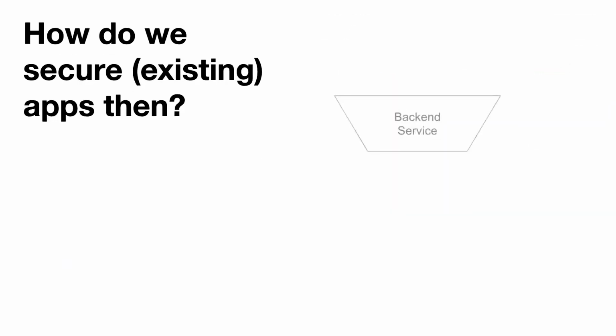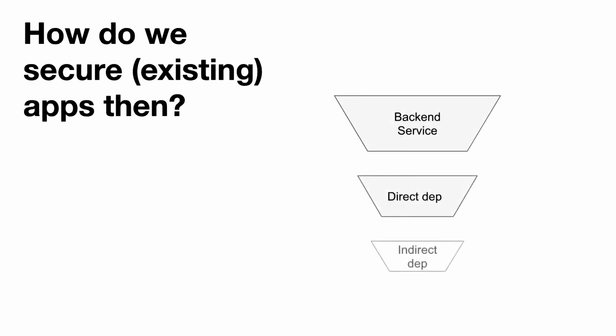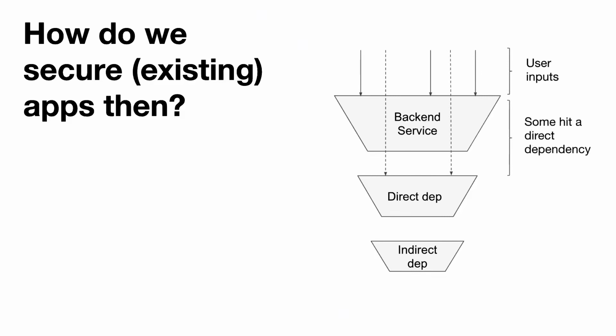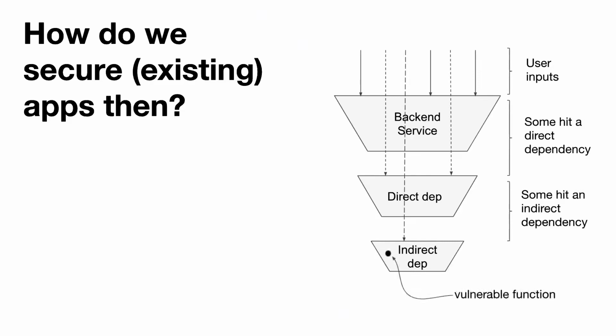Till now, we have established that we have backend services that have direct dependencies, which have indirect dependencies. Some user input will just touch the first party code, some of it hits a direct dependency, and some of it hits an indirect dependency. But the real question we need to ask here is what the vulnerable function is and whether user input is actually ever touching it. So there are some vendor companies working in this problem space right now.